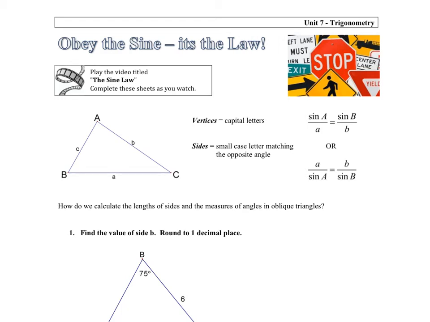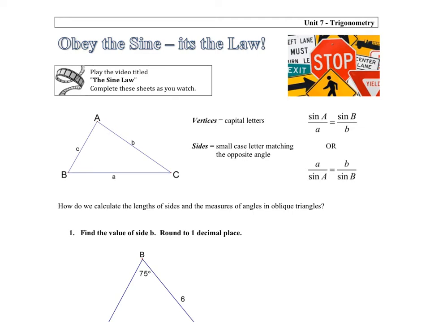Okay, so far in this unit, we've been dealing with right triangles. And for right triangles, you can use Pythagorean theorem or SOHCAHTOA to solve for missing sides or missing angles. Now, what happens when you don't have a right triangle? This is called an oblique triangle. How do we calculate sides and angles? Well, one way we can do that is by using the sine law.